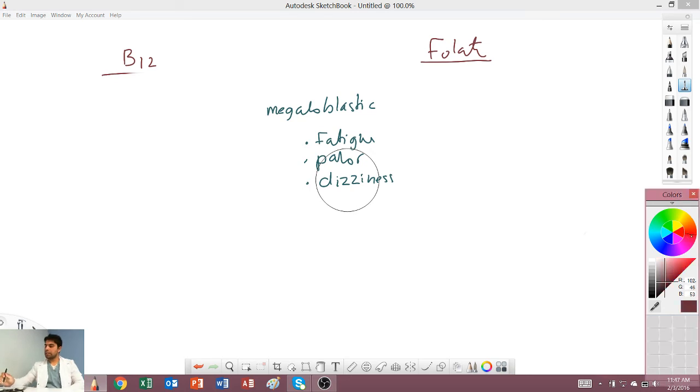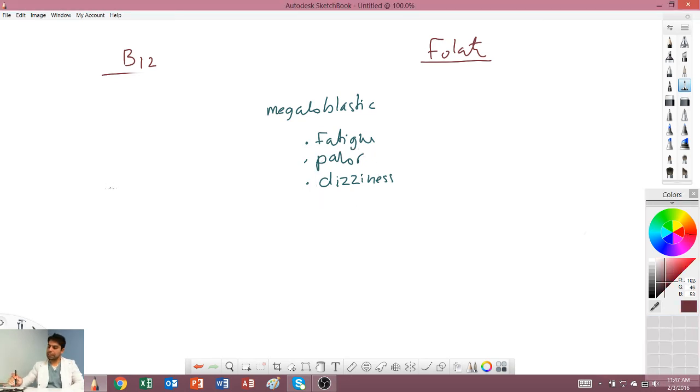Now, next thing, in B12 deficiency anemia, you will have further symptoms. Neurological symptoms are only found in B12. Folate does not have neurological symptoms. So how do you differentiate between the two? If it has neurological symptoms, it has to be B12. If it does not have it, it's folate. Specifically, the neurological symptoms are a spinal cord problem.